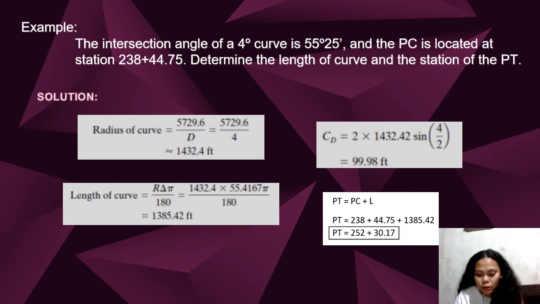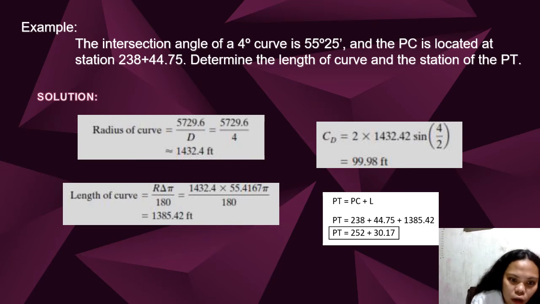So we will have here an example of the simple horizontal curve. The intersection angle of a 4-degree curve is 55 degrees 25 minutes, and the PC is located at station 238 plus 44.75. Determine the length of curve and the station of the PT. So first, kunin natin yung radius. We have 5,729.6 over 4. Then we will get 1,432.4 feet.